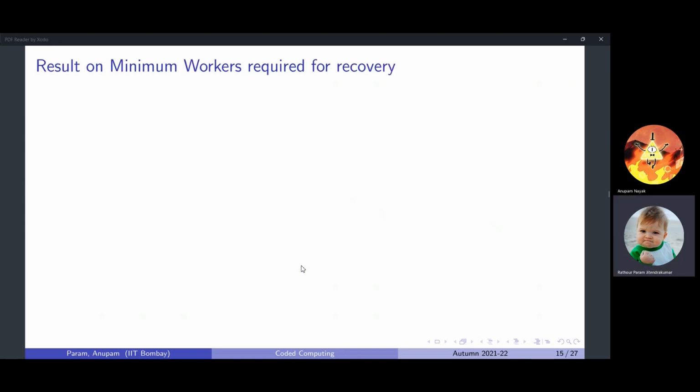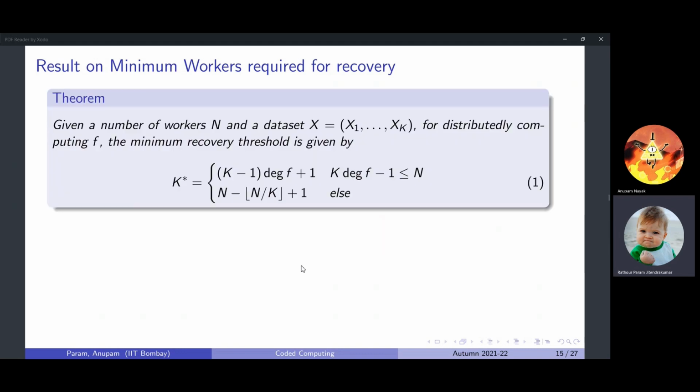Now we will see the result for the minimum possible number of workers required, if some workers are failing, or even if they are not, or if they are delayed. What is the minimum possible number of workers with which we can get the computation back? If we have this function f, the minimum possible number of workers is denoted by k star. At least this many workers will be needed by any algorithm, and it is equal to (k minus 1) times degree f plus 1 if n is greater than or equal to k times degree f minus 1; and if n is smaller than this, then it is this other condition.